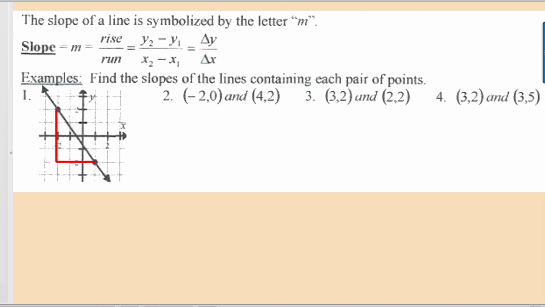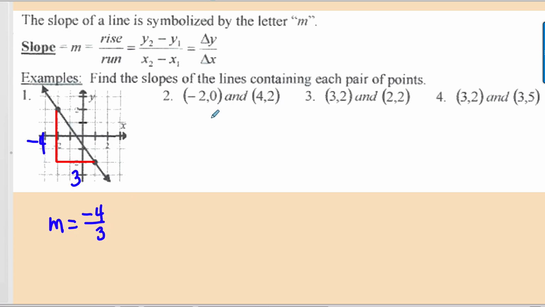In this example, I am going to take a look at a graph and try to find its slope. And I can see from this point to this point there is a change in y, which is -4. And there's a change in x, which is 3. So the rate of change in y is -4 over 3.